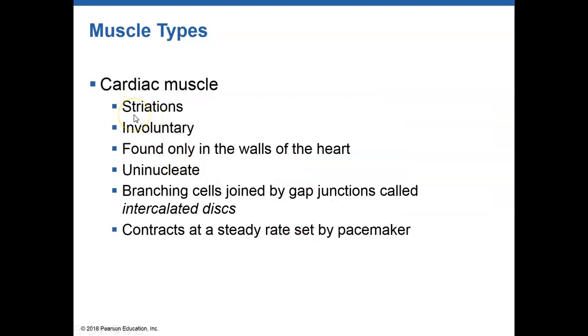And then cardiac muscle is striated, just like skeletal muscle. It's involuntary, just like smooth muscle. And we only find it in one region, and that's in the walls of the heart. It is considered uninucleate, but it can be binucleate. So I always say uni or binucleate.